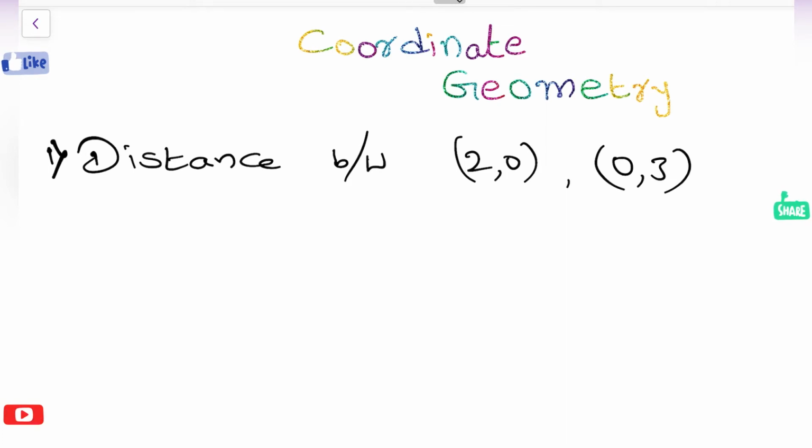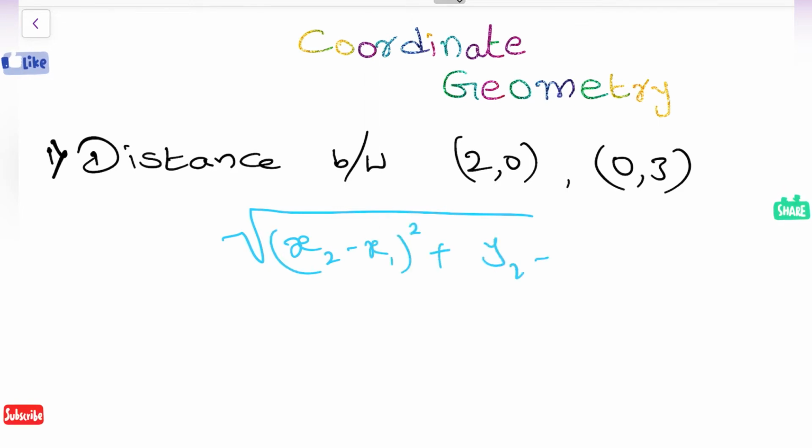So we have a formula. The distance formula is nothing but under root x2 minus x1 whole square plus y2 minus y1 whole square. This is the distance formula. Now in the given question, the first you take it as x1 y1 and the second you take it as x2 y2. You can take in reverse also, no problem. Same answer you will get anyway.